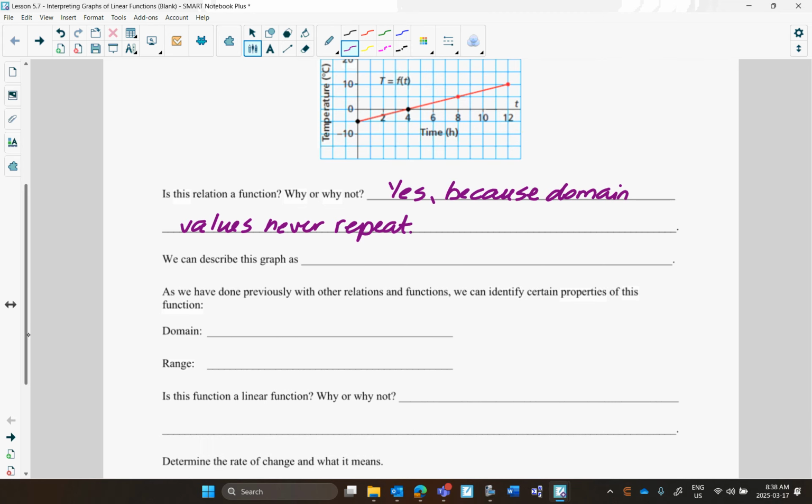So because it's a function, we can say, and this is how we usually describe linear functions, as temperature, the dependent variable, as a function of time. That's how we usually describe linear functions, any function. So it's always the dependent variable as a function of the independent, because the dependent depends on the independent.